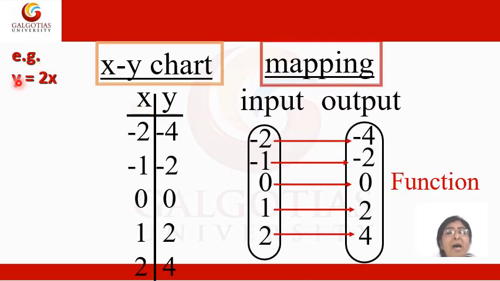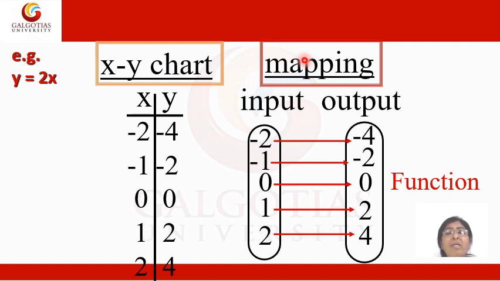For example, if I have the function y = 2x, I will take various values of x. Corresponding to various values of x, I will get various values of y. Say if x is 0, then y will be 2 times 0, which is 0. If x is minus 1, then minus 1 multiplied by 2 is minus 2, so y is minus 2. Again, when x is minus 2, y is minus 4. If x is 1, y is 2. If x is 2, y is 4. So in this way we can make an xy chart.